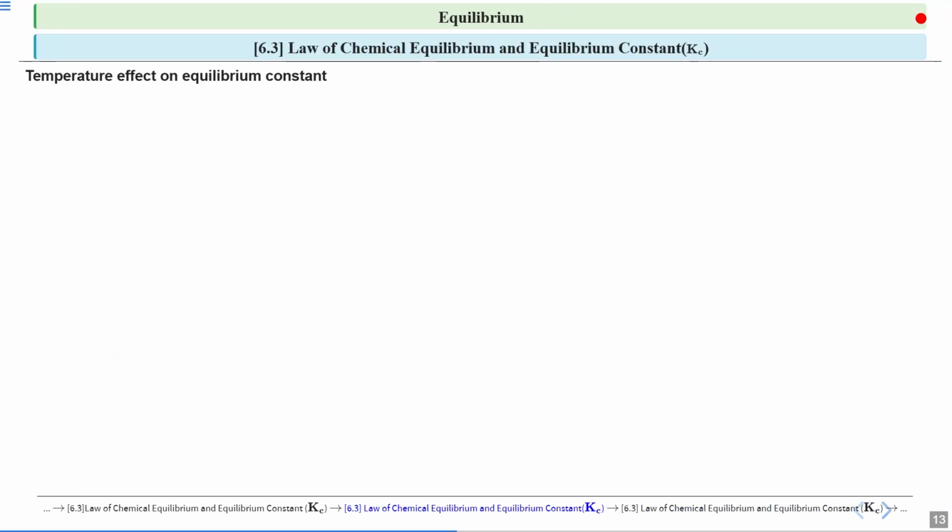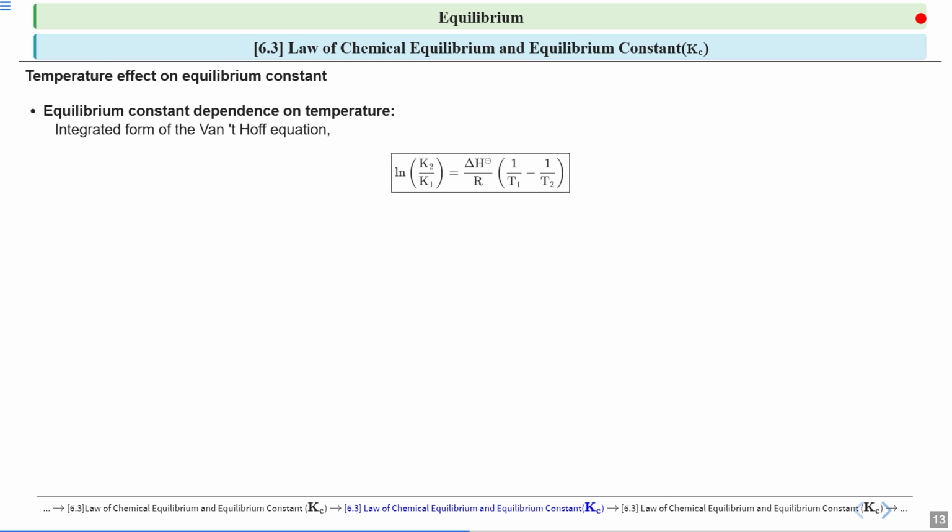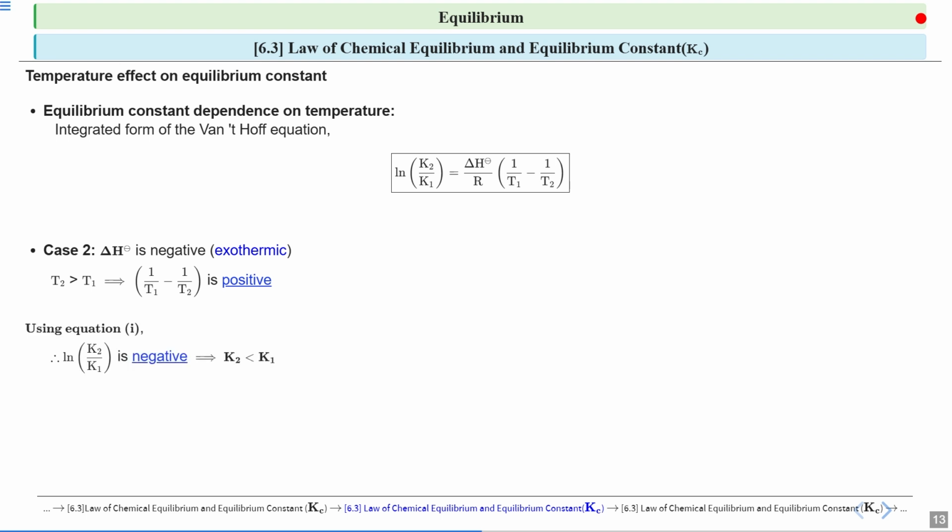Moving on to the second case. We again take the same equation, the integrated form of the Van't Hoff equation, and in this case we are taking delta H naught as negative. Now if delta H naught is negative, and we are taking the same situation of T2 greater than T1, then what will happen? This whole thing on the right hand side will become negative. You can easily think of it. Now if this is negative, that means ln K2 by K1 is negative, or you can say K2 is less than K1.